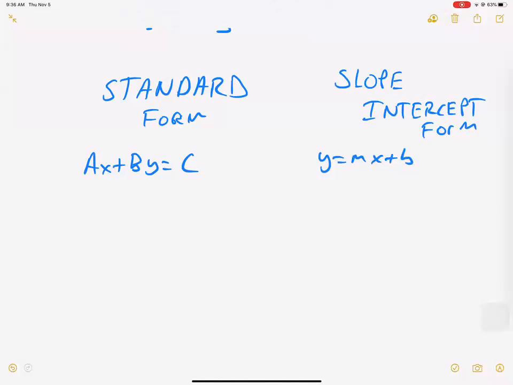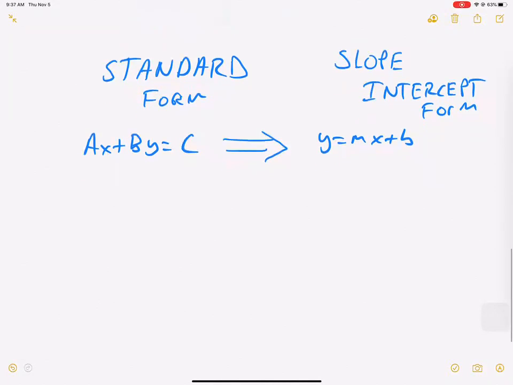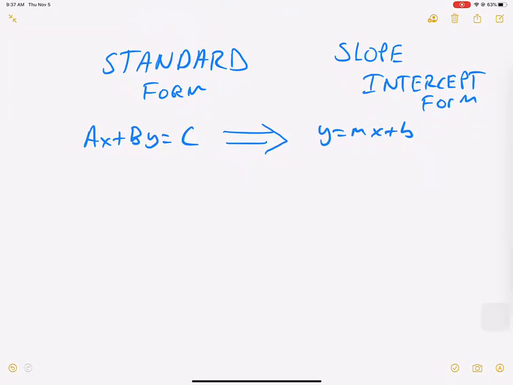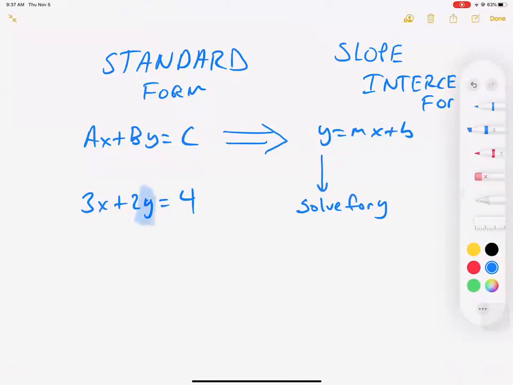So today we're going to convert from standard form to slope-intercept form. And it really is like a 5-minute lesson, if that. If I say 3x plus 2y equals 4, this is in standard form. But how can we change this into slope-intercept? What letter is alone here? Y. So solve for y. And that's our whole goal here, is to solve for y.